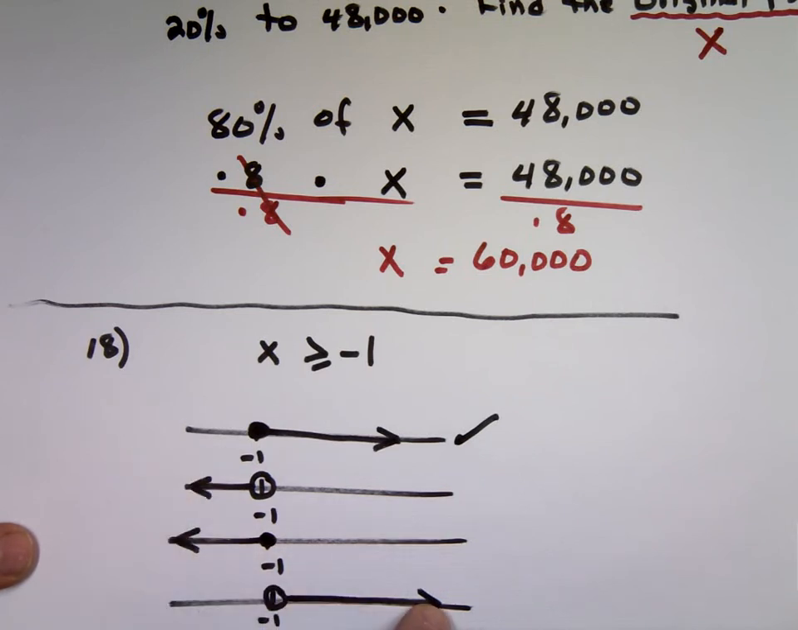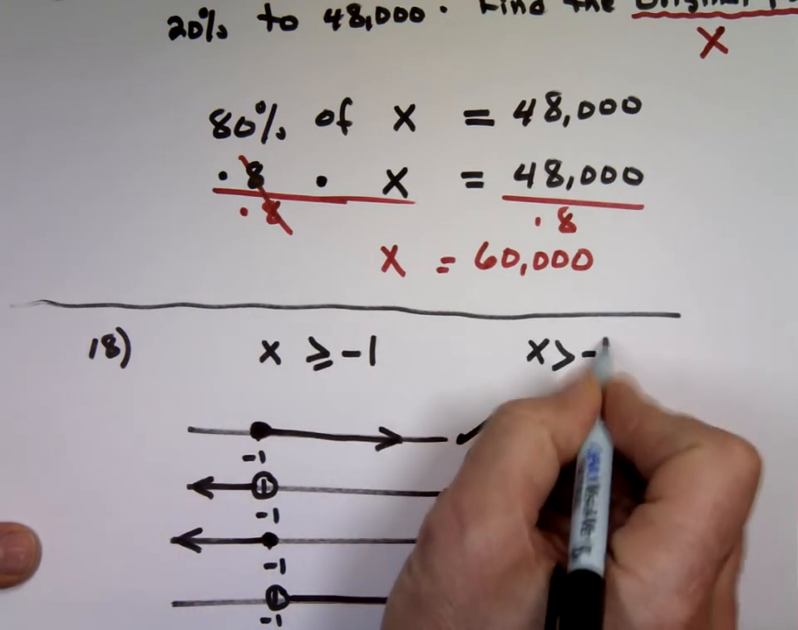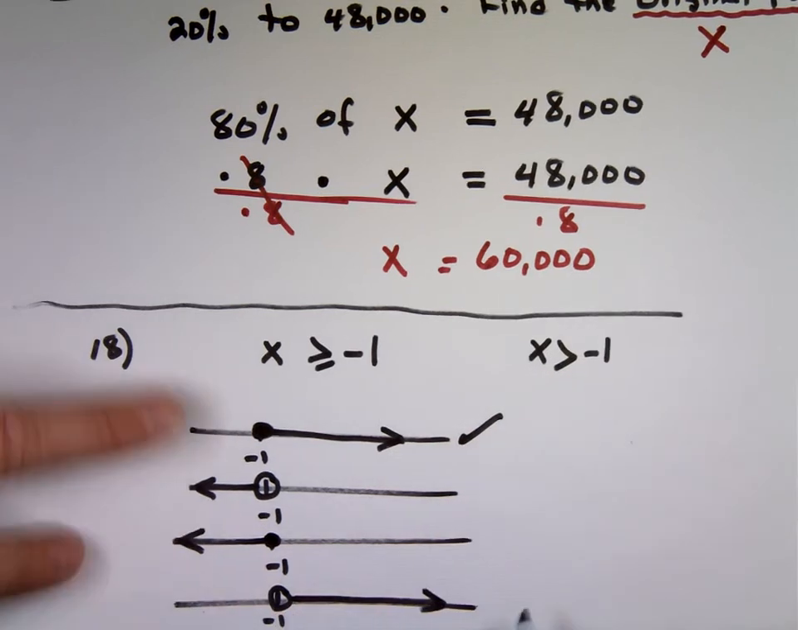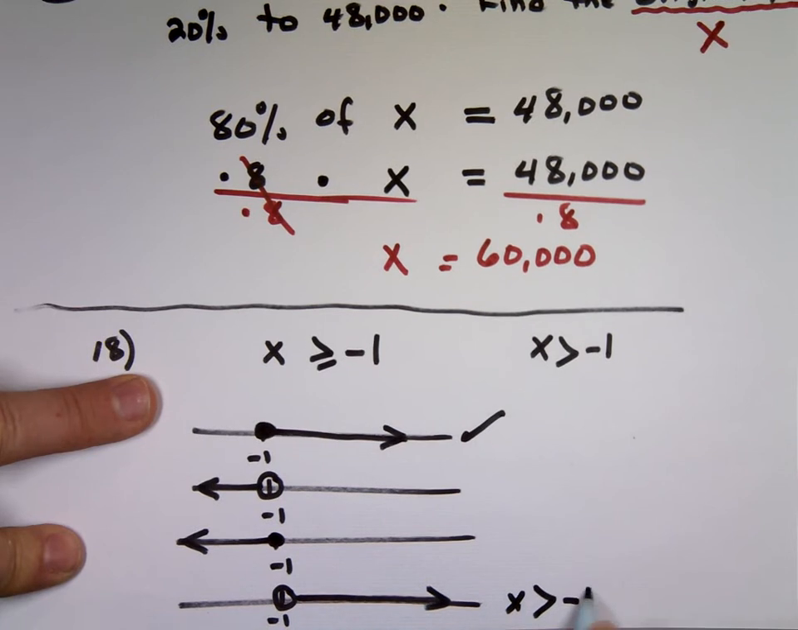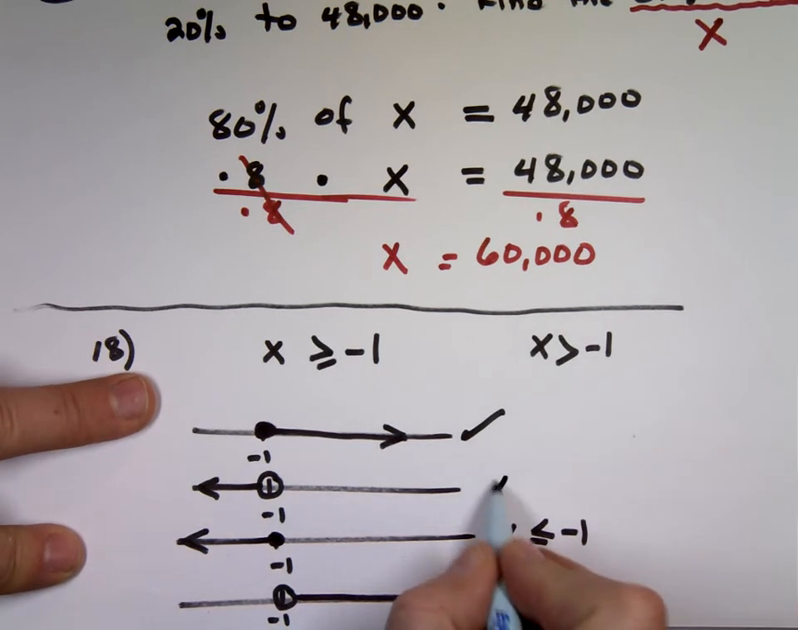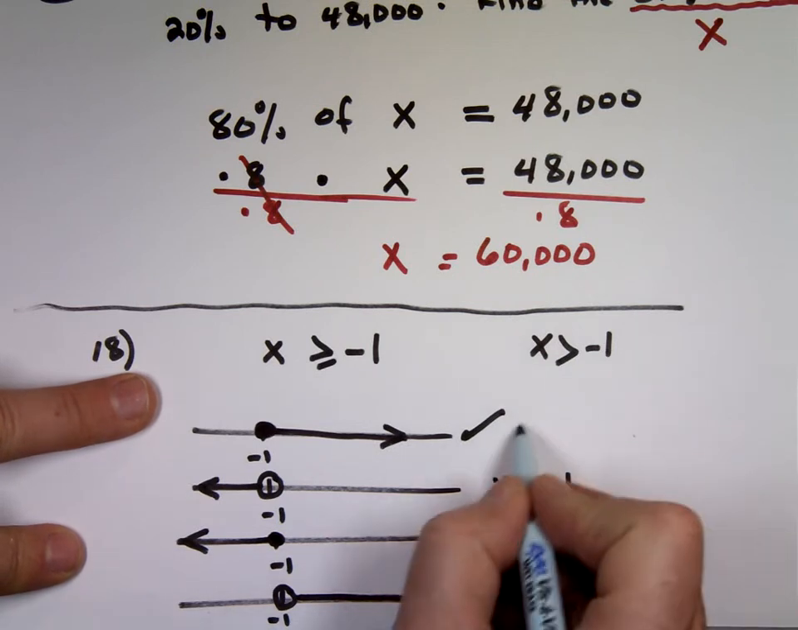Again, open circle versus closed circle. If the question was X is greater than minus 1 without the equal sign, that will be the answer. So this is really X is greater than minus 1, not greater than or equal to. This is X is less than or equal to minus 1 because the dot is filled in. This is X is less than negative 1. And that one is X is greater than or equal to negative 1.